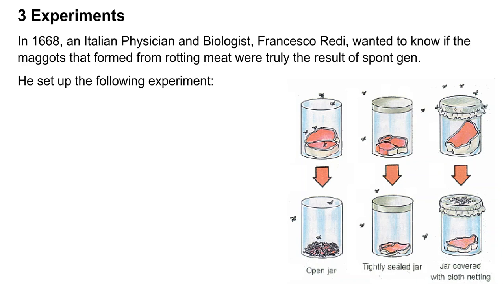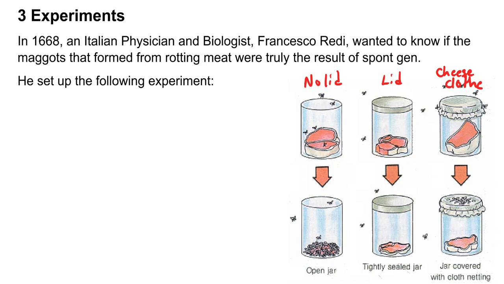meat and he covered it in something called cheesecloth. Okay, so in the first one, there was no lid or no cover, right? In the second one, there was a lid, and in the last one, there's something called cheesecloth. I don't know if there's an E on the end, but that's okay. Whatever, it's not that big of a deal.